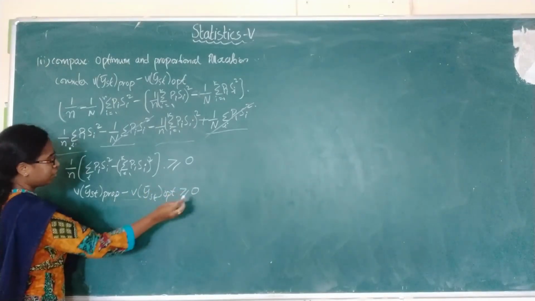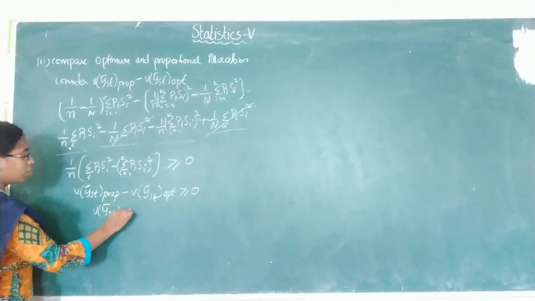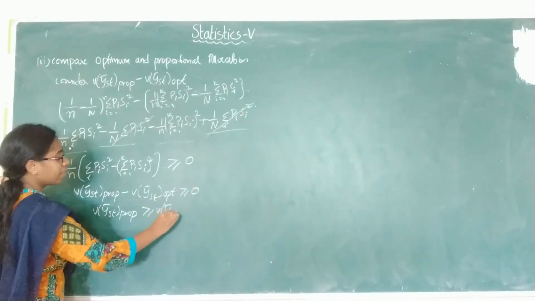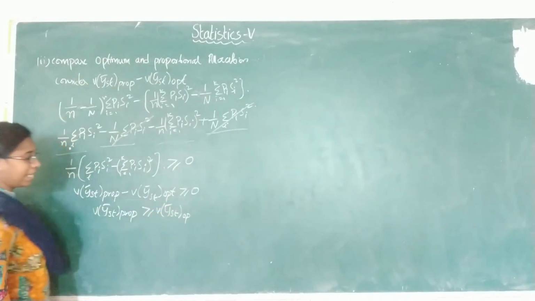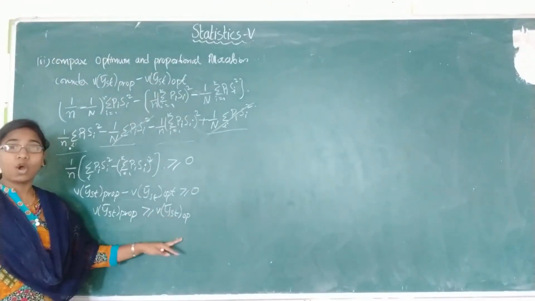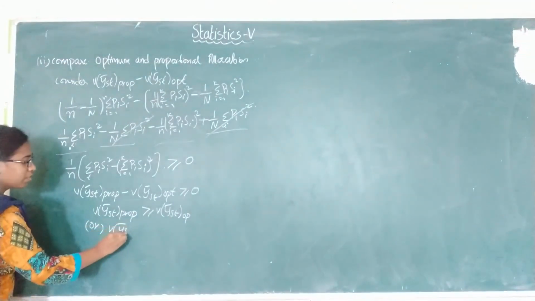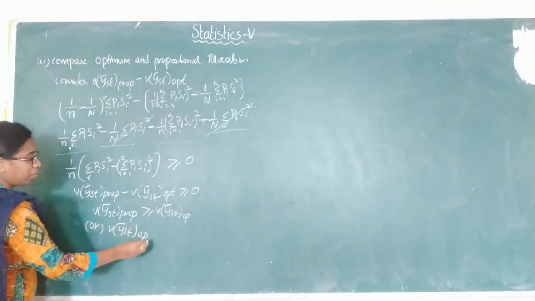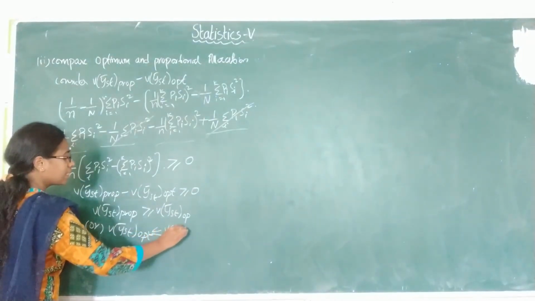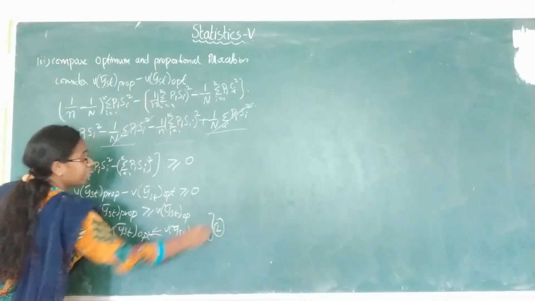Send this minus term to the right hand side, what we will get: variance of y bar st under proportional allocation is greater than or equals to variance of y bar st under optimum allocation. So here proportional allocation is greater than the optimum allocation. This can also be written as variance of y bar st under optimum allocation is less than or equals to variance of y bar st under the proportional allocation. So this is equation 2.